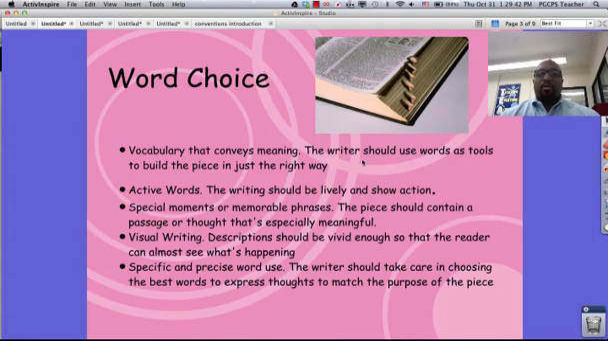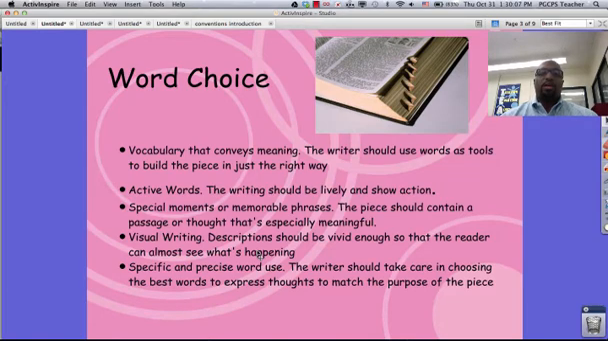But these active words show how lively and show action as it relates to our narrative. Also, you want to try to include special moments or memorable phrases. The piece should contain a passage or a thought that is especially meaningful. We also want to have visual writing. So these are your descriptive words that should be very vivid so that the reader can almost see what's happening.